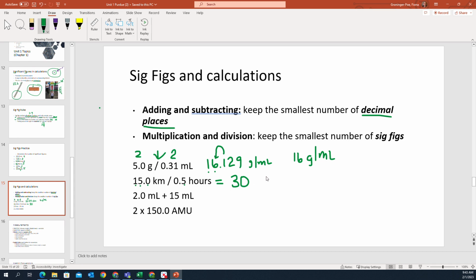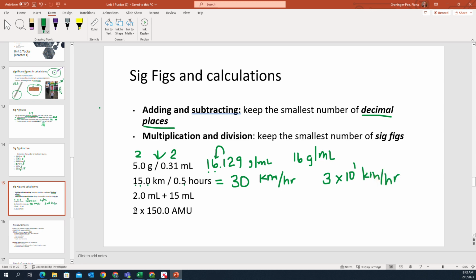You could also write it, and that would be kilometers per hour. You could also write it in scientific notation if you're feeling fancy and spicy as 3 times 10 to the 1 kilometers per hour. Those are equivalent.